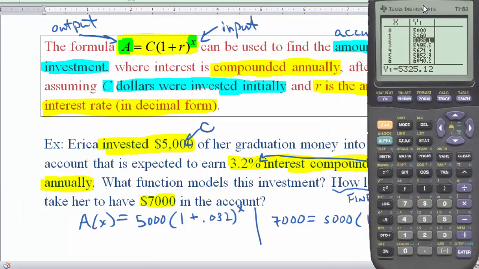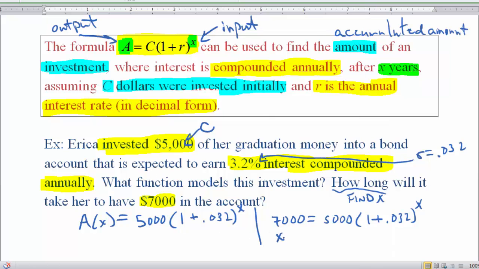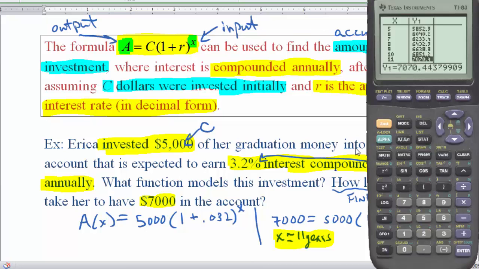And we're going to say, all right, well, I know my table says that after 11 years, there's $7,070.44 in there. So we can approximate it from the table, and we can say, well, x is approximately 11 years just by looking at the table, right? It's a little bit over 7,000 at 11 years. So that's what we can do from the table.